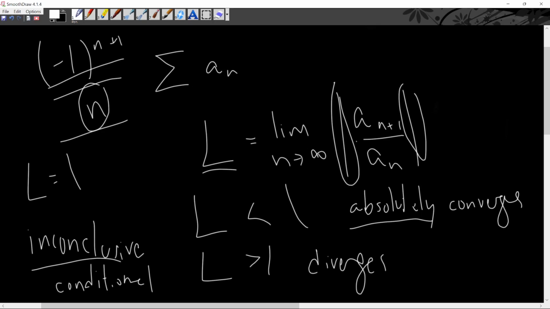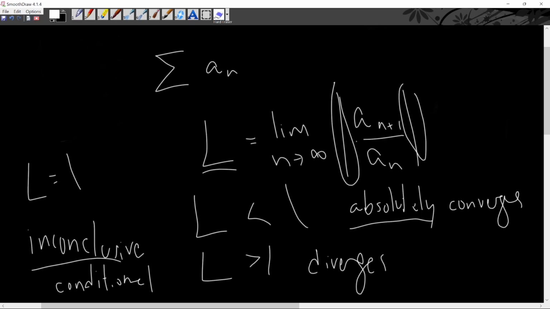If you just ignored the alternating part, and just focused on the a sub n, which is 1 over n, every term is less than the term that came before it, and there is an alternating part. That was what we said the alternating series test was. So it is conditionally convergent. But that will not work for this ratio test.